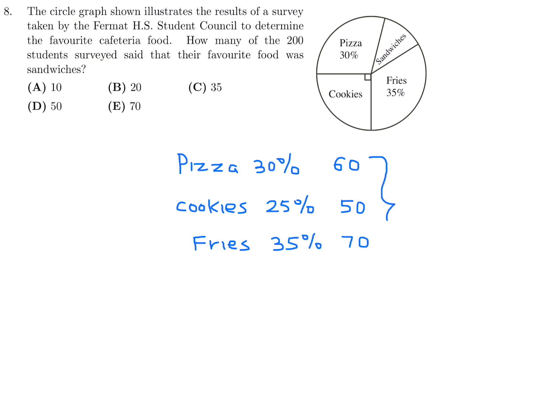Well, what's our tally so far? 60, 50, and 70 is 180. So the 200 students, 180 are accounted for. So that must mean the remaining 20 students are the ones that chose sandwiches. And that's the answer to the question. So number 8, the answer is 20, which is choice B.